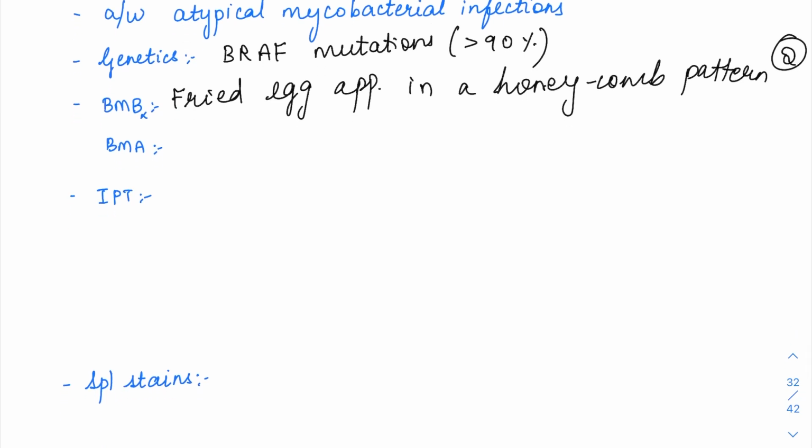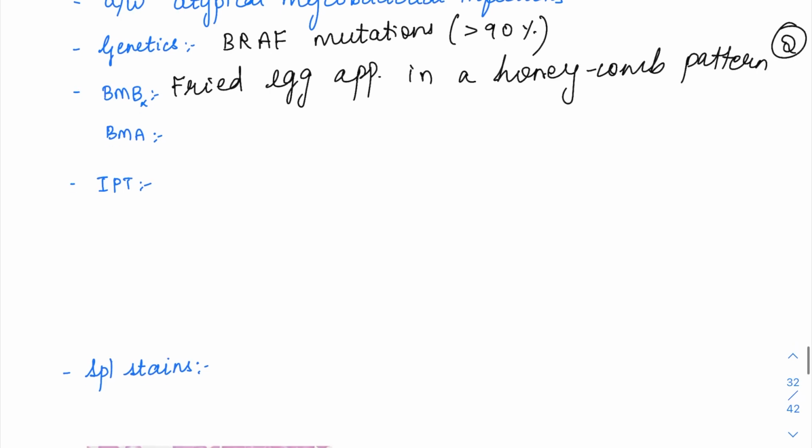So where else did we see fried egg appearance in pathology? So fried egg kind of cells can also be seen in the oligodendroglial cells. So in a glioma, oligodendroglioma, there again, the cells are going to have a fried egg kind of appearance because of a perinuclear halo. So in bone marrow aspirate, I told you it is going to yield a dry tap because of bone marrow fibrosis.